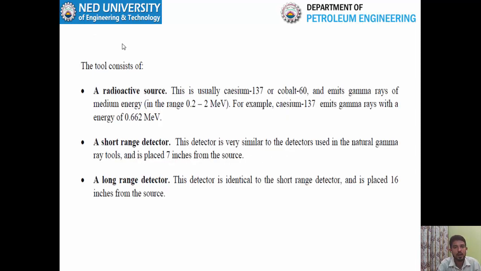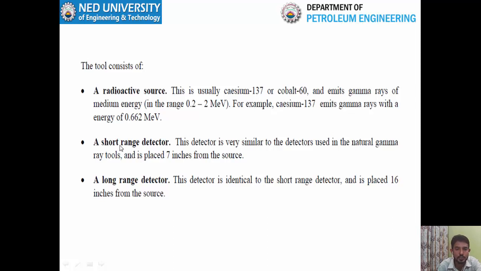The modern density tool consists of a source and two detectors. The source should generally be radioactive cesium 137 or cobalt 60, and that radioactive source is continuously emitting gamma rays of medium energy. For example, cesium 137 emits gamma rays with an energy of around 662 kilo electron volt. And there are two detectors in the tool.